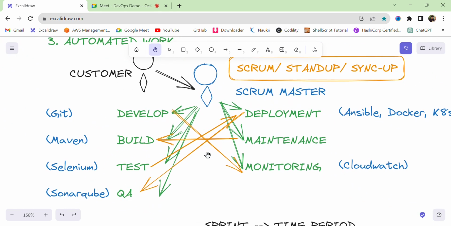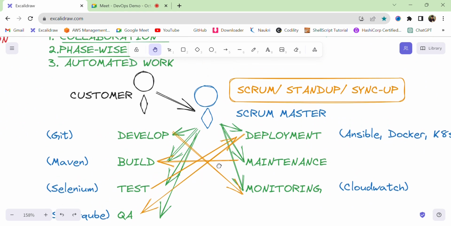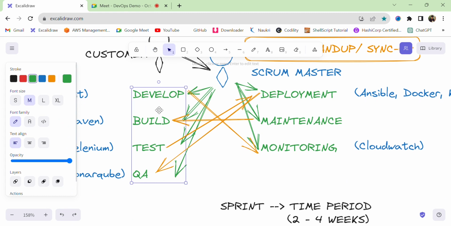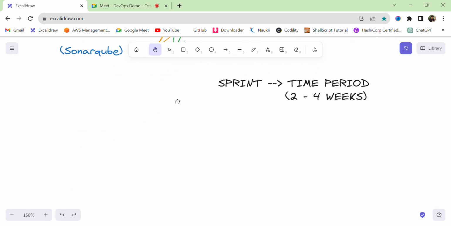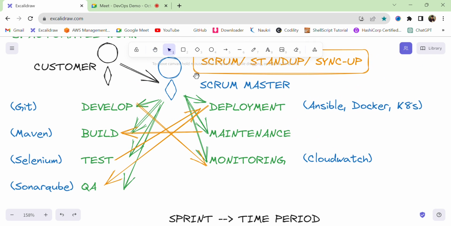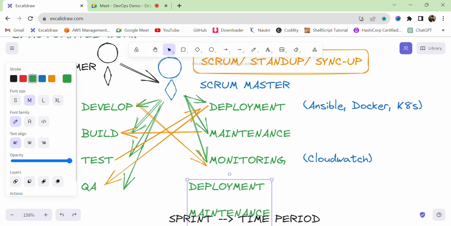Now the question that comes is, then what exactly is DevOps? Let me take these stages from here, and let me tell you what exactly DevOps means. Few people say that it is a technology.